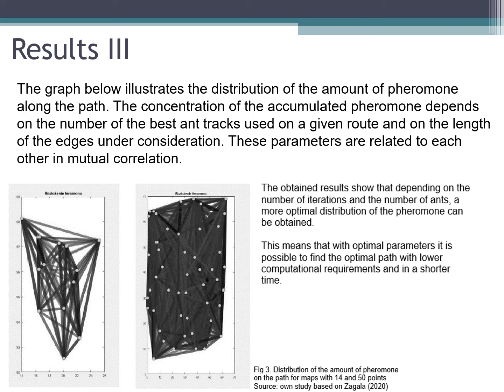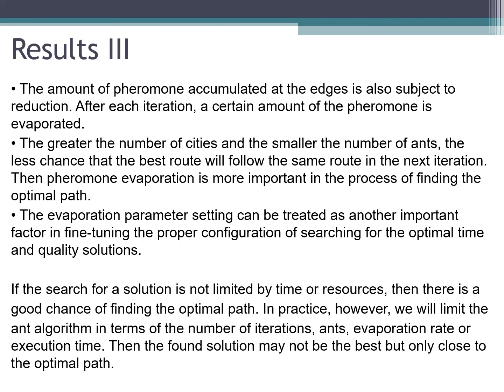The obtained results show that depending on the number of iterations and the number of ants, a more optimal distribution of the pheromone can be obtained. So with optimal parameters, it is possible to find the optimal path with lower computational requirements and in a shorter time. The amount of pheromone accumulated at the edges is also subject to reduction.